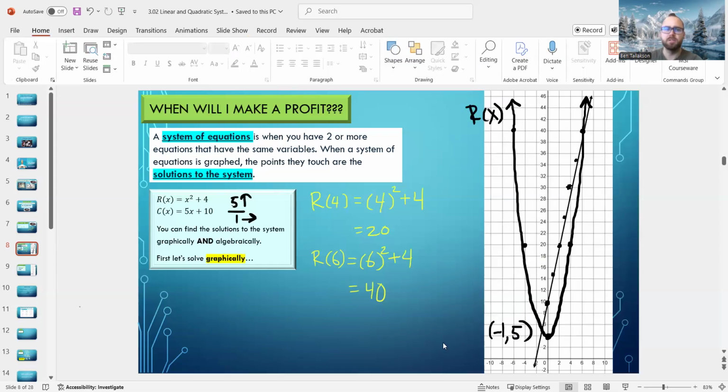There it is. So, luckily for us, this point, (6, 40), didn't just so happen to be a point we found on the parabola, but also on the straight line. Do you know what you just discovered? Several things. You discovered when you're going to begin to make a profit. So let's take a look. If we're looking at this graph, your revenue is going down.